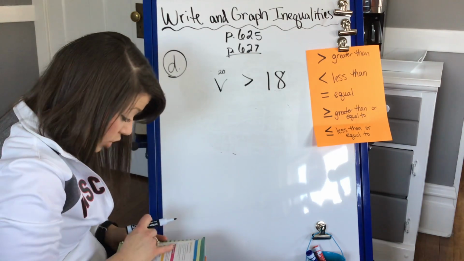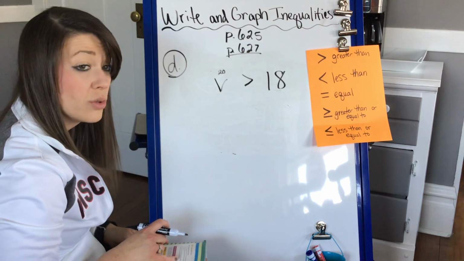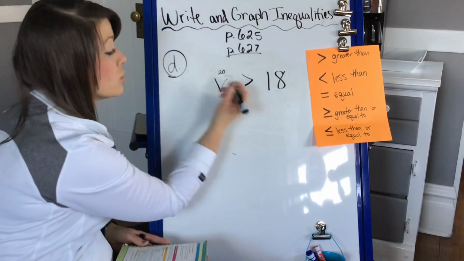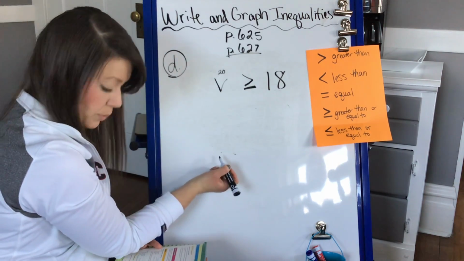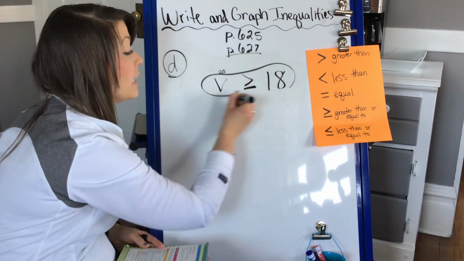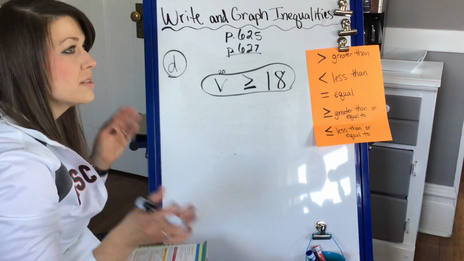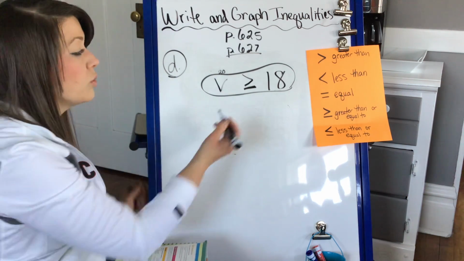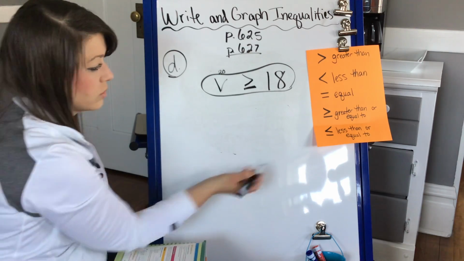If I look at it, it says you must be at least 18 years to vote. So that means it does also include 18. So the symbol I'm going to put is greater than or equal to. It includes both of them. Anytime it includes that number, you add the line. So you have to think about what it means when it includes it. Like this one, you can be 18 years or older. So that's when you do the line underneath. So those two new ones.